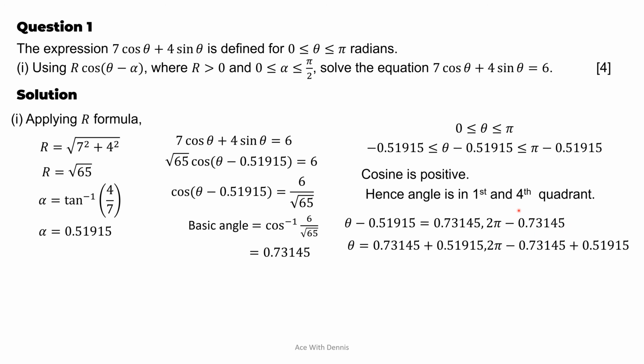Then we can move on to find the value of the theta, which is 0.73145 plus 0.51915, and the second angle is 2 pi minus 0.73145 plus 0.51915. So we get theta is 1.251 and 6.071 radians. But we will have to reject the second answer because we know that the theta is in this range, 0 to pi. So 6.071 is out of the range because pi is 3.142, so this is larger than 3.142.